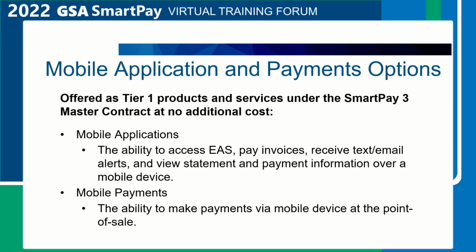I'd like to take a moment to mention 2 mobile tools offered as Tier 1 products and services under the GSA SmartPay contract at no additional cost. First, we have mobile applications, which provides the ability to access EAS, pay invoices, receive text or email alerts, and view statement and payment information. Second are mobile payments, which allows the user the ability to make secure payments using a mobile device at the point of sale. If you're interested in mobile solutions, contact your GSA SmartPay contractor bank to ask for additional information on the specific offerings outlined in your task order.